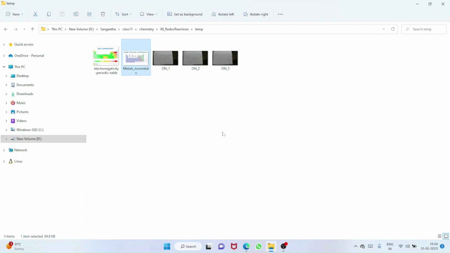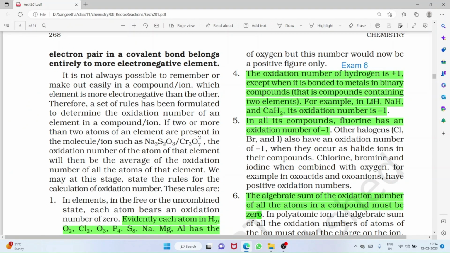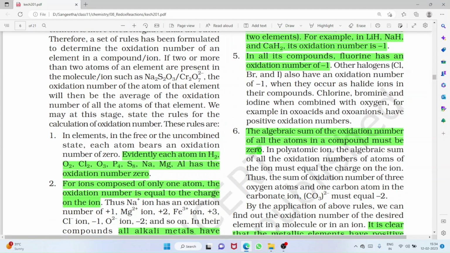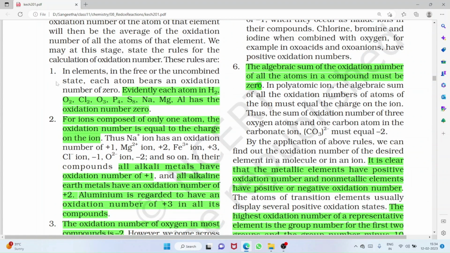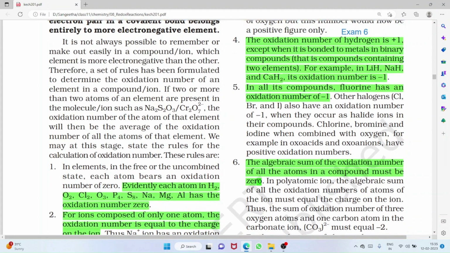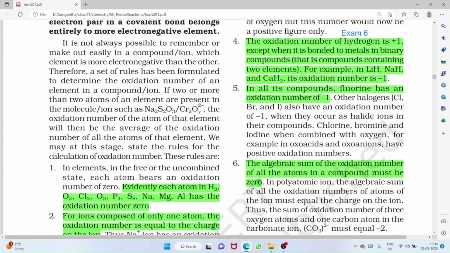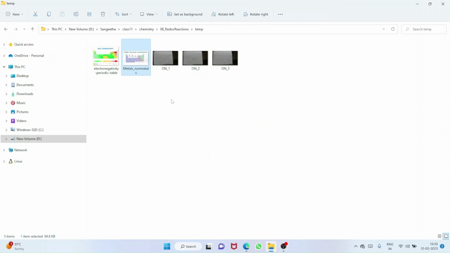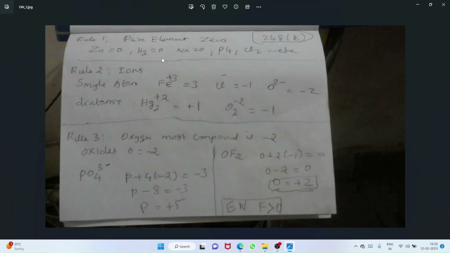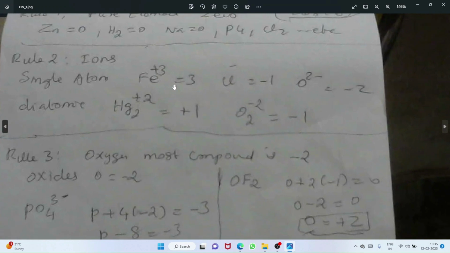Okay, now how to find the oxidation number? That is given in your NCERT book. There are rules on how to find the oxidation number for the pure element, for the ionic element and the compound. Fluorine has the highest electronegativity. So you can go through these 6 rules in your book. Now I will show you those rules with some examples.